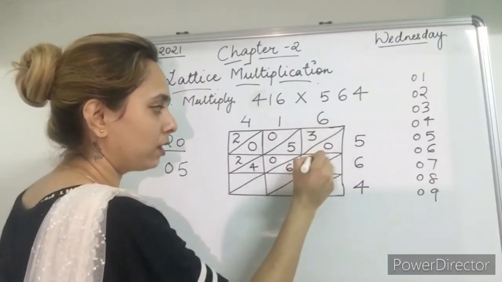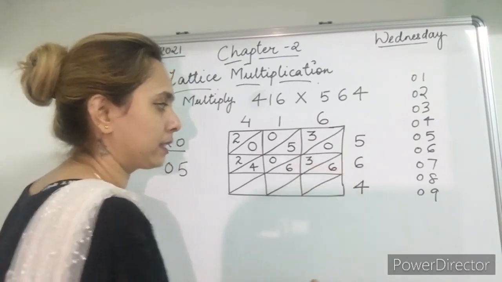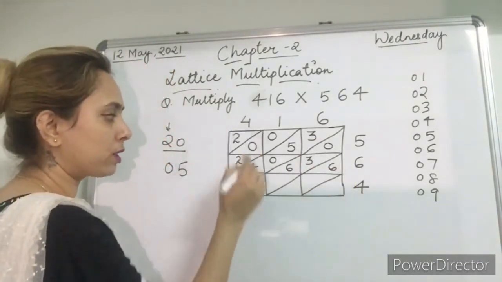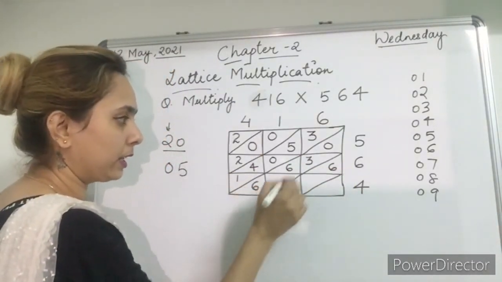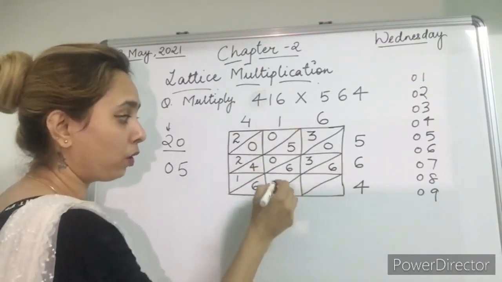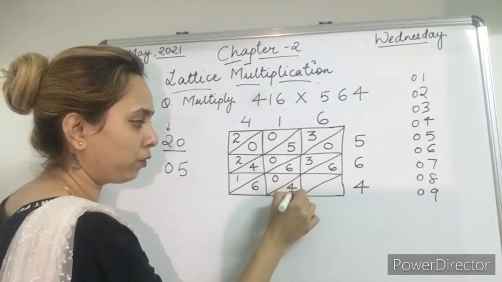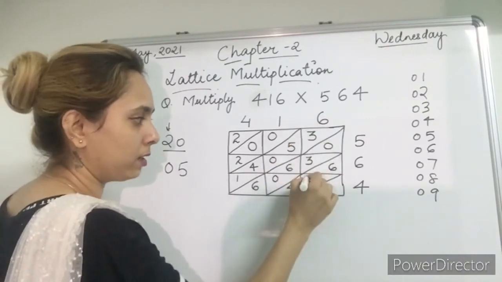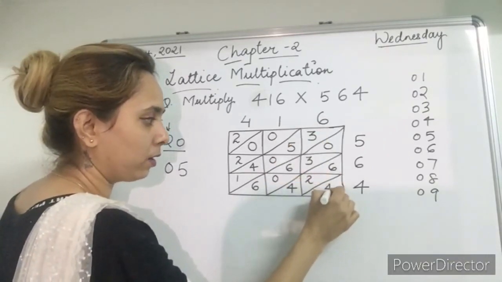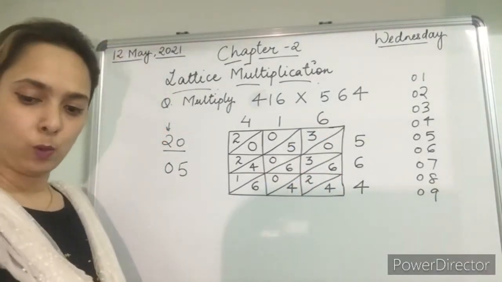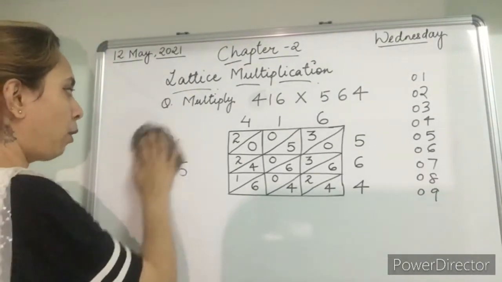You will have to write the numbers in this way only. 6 6s are 36. Next is 4 4s are 16. 4 1s are 4. We will write 0 4. 4 6s are 24. Now, very important step.